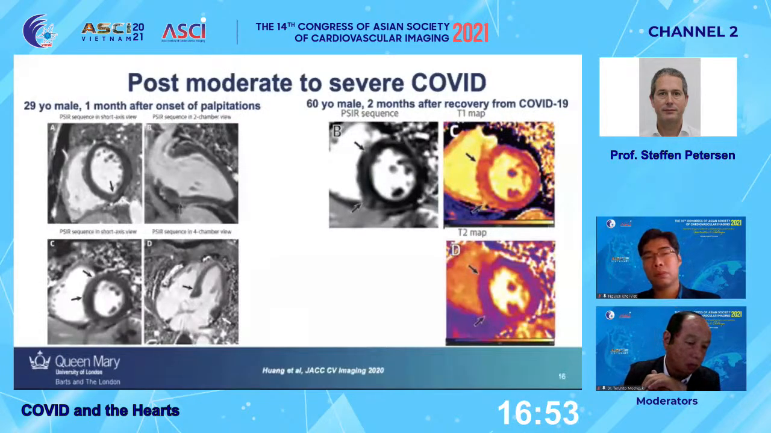On the left, we see a 29-year-old male after COVID-19 recovery. The MRI was obtained 1 month after the onset of palpitations. Several subtle areas of late gadolinium enhancement are seen in the septum and inferior wall of the left ventricle. On the right is a 60-year-old male, 2 months after recovery from COVID-19 and new onset of palpitations. Late gadolinium enhancement, native T1 and T2 map abnormalities were present.